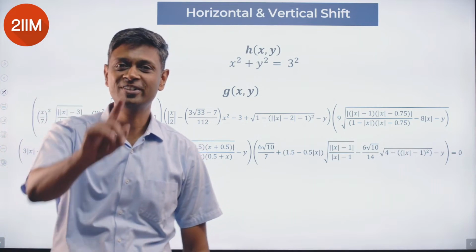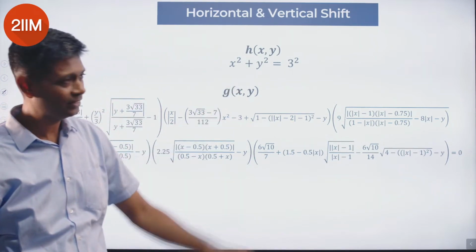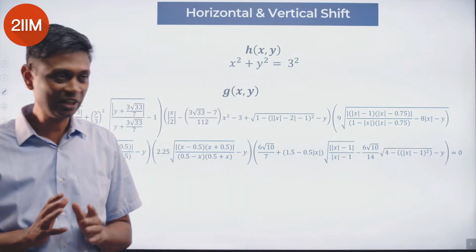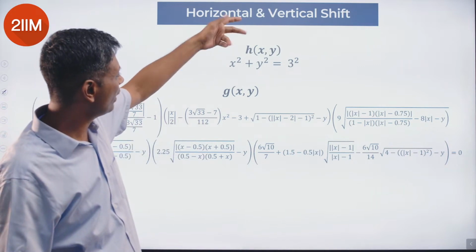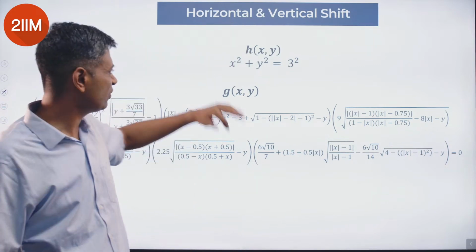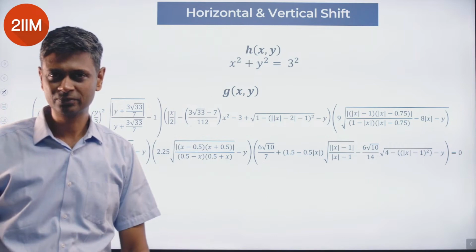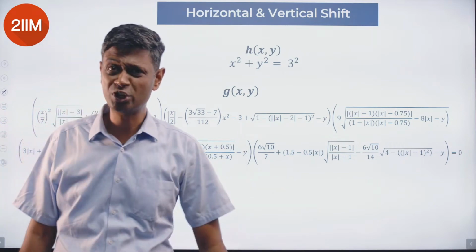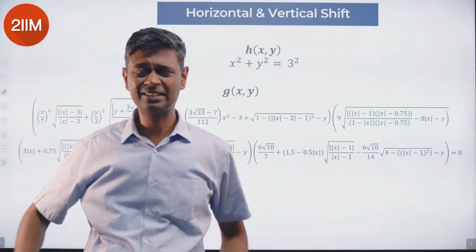Raghu was very insistent that we have this, and it's a beautiful idea here. Suppose h of x comma y is some function. g of x comma y is this. This depicts some beautiful shape, some complicated, fancy sounding thing.